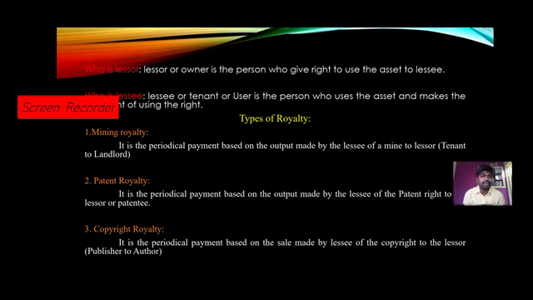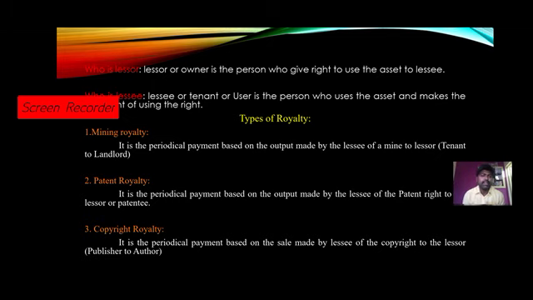Yes, there are three types of royalty. One is mining royalty. Mining royalty is a periodical payment based on the output made by the lessee of the mine to the lessor, or tenant to landlord, we can say here. It is a periodical payment by the tenant to the landlord. For example, like gold mine or oil mine or lime mines, there is an agreement between the tenant and landlord. Here the tenant is using the mine to make the production and pays the royalty on the basis of the output or sale of the product.